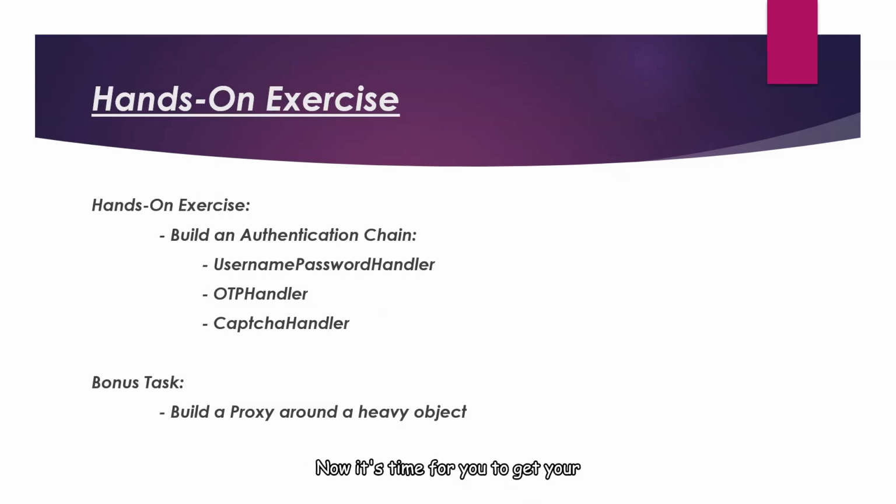Now it's time for you to get your hands dirty. For today's exercise, try creating an authentication system using a chain of responsibility. First, check the password. If it's valid, then check the OTP. If that passes, check a CAPTCHA. Each step should be a separate handler in the chain. As a bonus, implement a proxy for a large file download, ensuring that the file is only fetched from the server when someone actually requests it. Real practice will cement these patterns into your thinking.